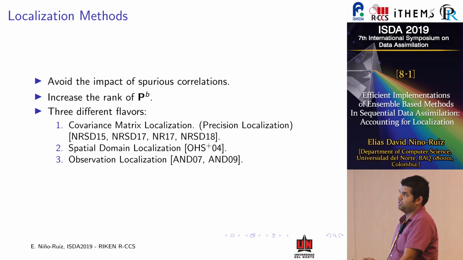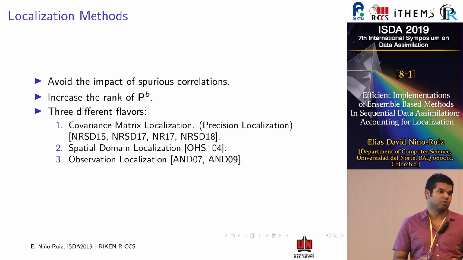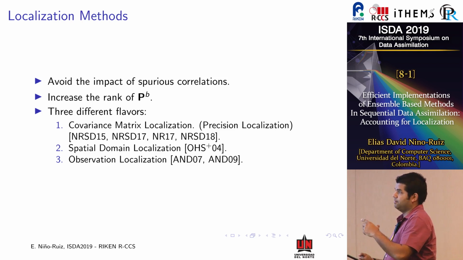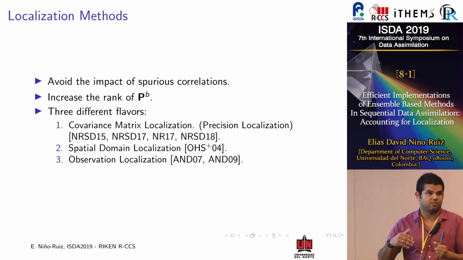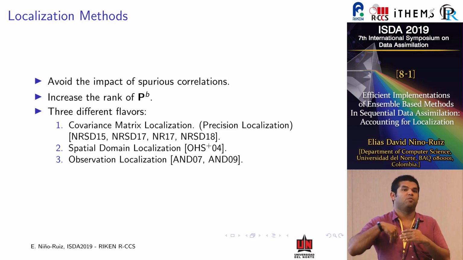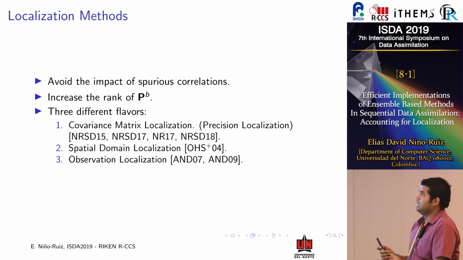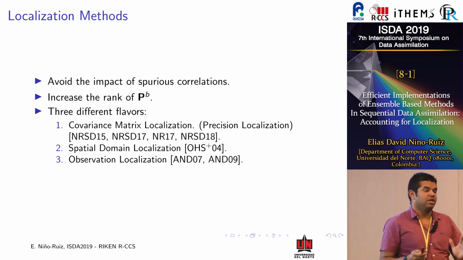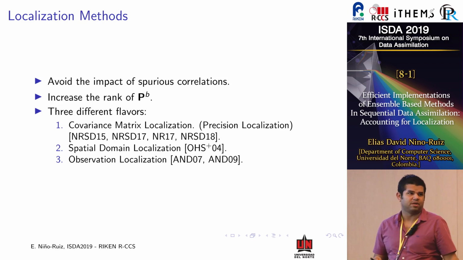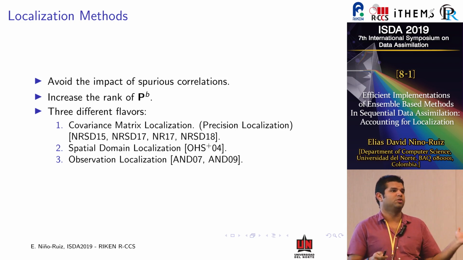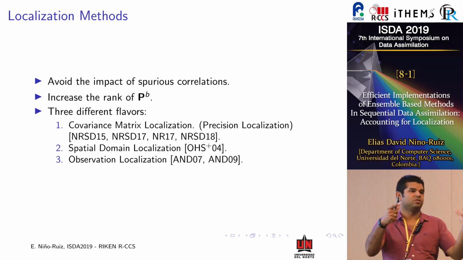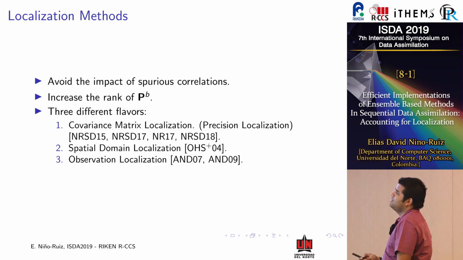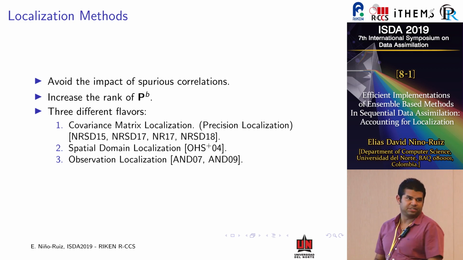For instance, spatial domain localization is very common in the context of ensemble square root filters. Observation localization is somewhat similar. Basically, we step through each observation and update model components. In covariance matrix localization, we enforce structure in the covariance matrix by using some covariance tapering, right? So we multiply component-wise with some desired structure, and that is reflected in the resulting estimator. But now I'm going to talk about precision localization.